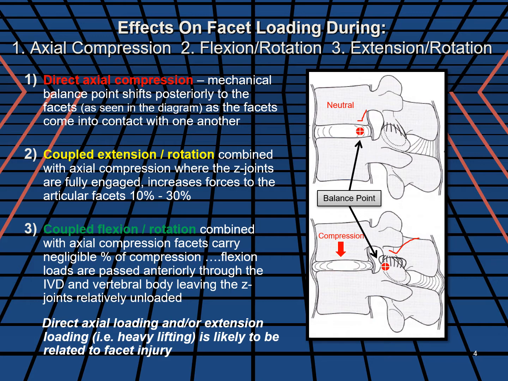If you've ever done any weightlifting where you just bend forward and lift the weight, you may notice a compressive force or feeling, or maybe even a mild dull ache in the lower back, and that would be the loading of the facets. All right, if you add extension and rotation to this, you can actually increase loading to the facets anywhere from 10 to 30%. If you bend forward with that compressive load and rotate, then the compressive forces are negligible, because you've now shifted, because of the flexion, the compressive load purely into the vertebral body and disc and pretty much out of the facets. So during axial loading or compressive loading, extension and rotation are likely to be the movements that are related to facet injury.